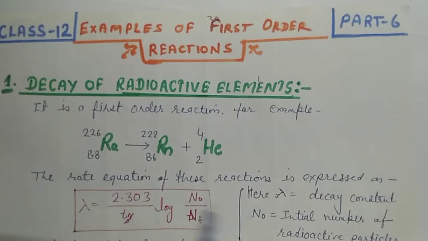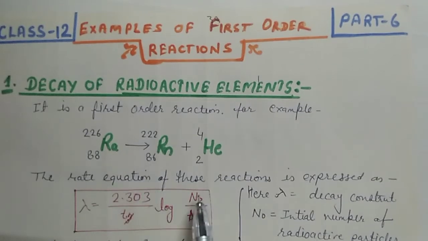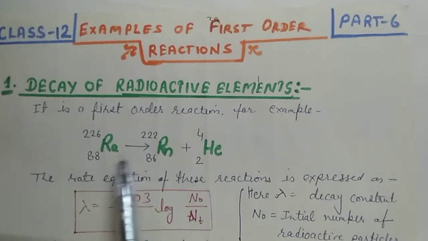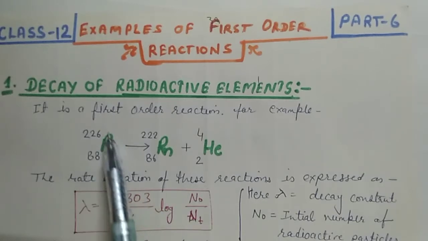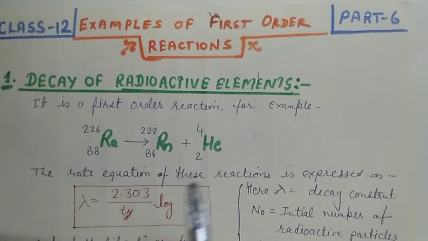Lambda is the decay constant. T half is the half life time of the radioactive element. N0 is the initial number of radioactive particles, that is, initially what was the number of radioactive particles, and Nt is the number of radioactive particles at time t.